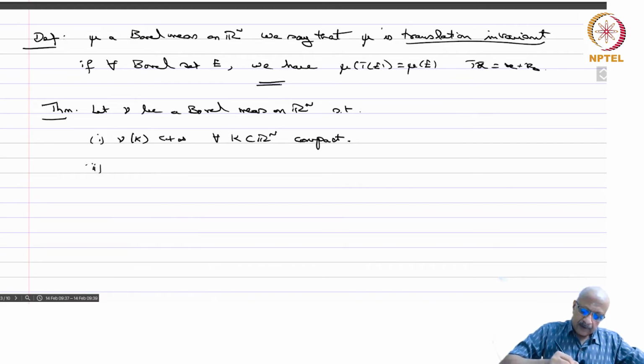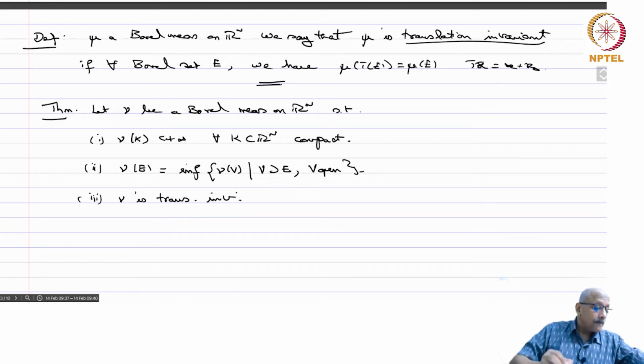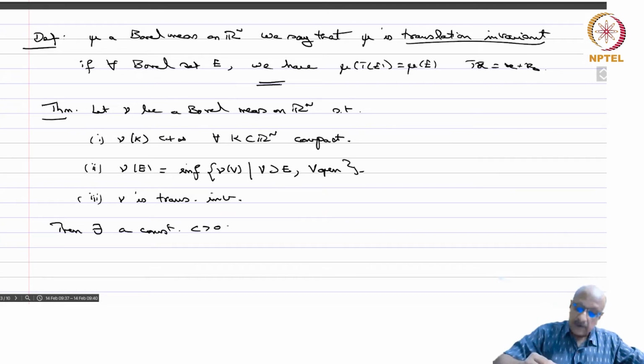2. Regularity. So nu of E equals infimum of nu of V, V contained in E, V open. 3. Nu is translation invariant. Then there exists a constant C greater than 0 such that nu of E equals C times Mn of E for every E Borel.